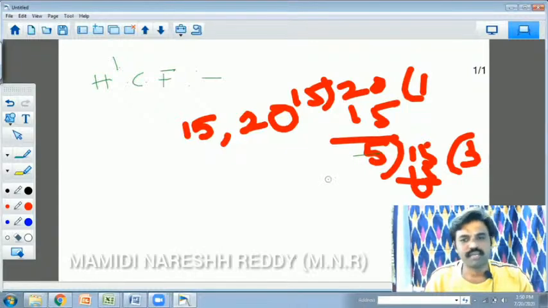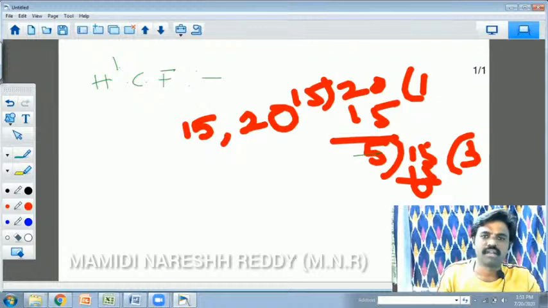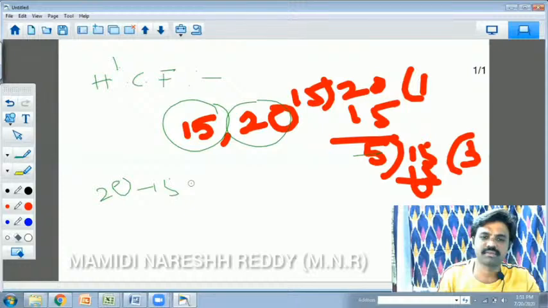But there is one shortcut method. There is no need of dividing here. The shortcut method is just to find the difference of 15 and 20. So 20 minus 15 is equal to 5.